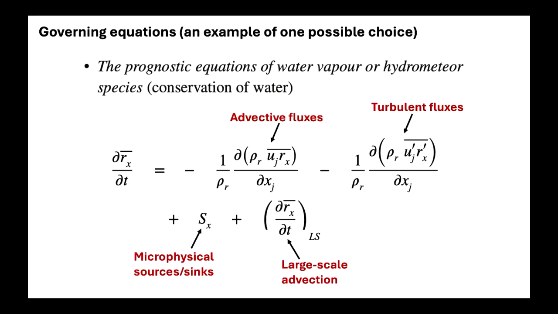And finally is our moisture equation for the water vapor and the hydrometeor species for the conservation of water. So in the equation on the left, R here represents the mixing ratio of our individual hydrometeors, and these are the liquid drops and ice crystals and snow particles and graupel, hail, these kinds of things. And that's driven by these several terms on the right. Once again, we can see this large-scale advection term, advective turbulent fluxes, and finally, these microphysical sources and sinks, which I'll touch on in a little bit.